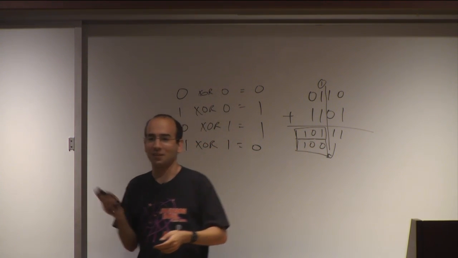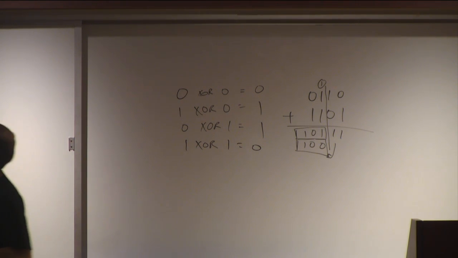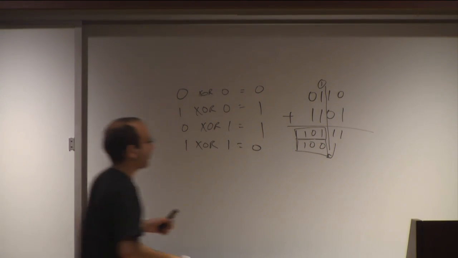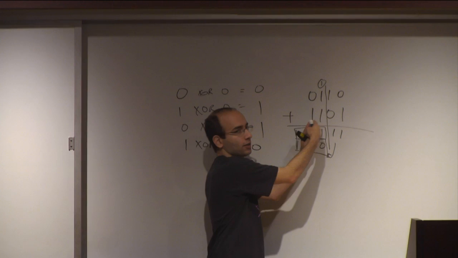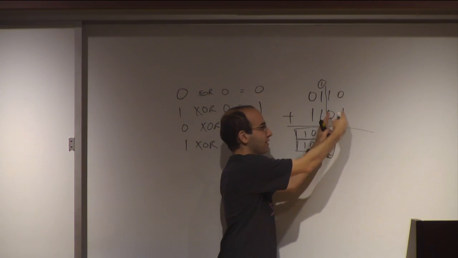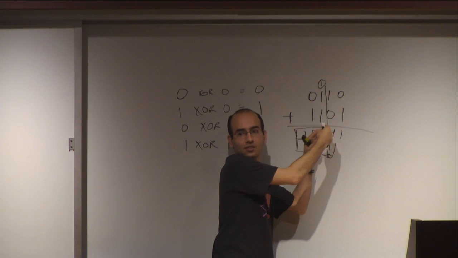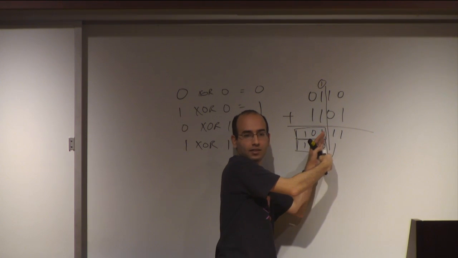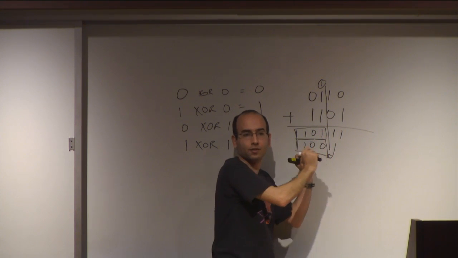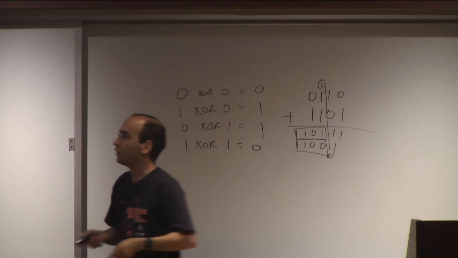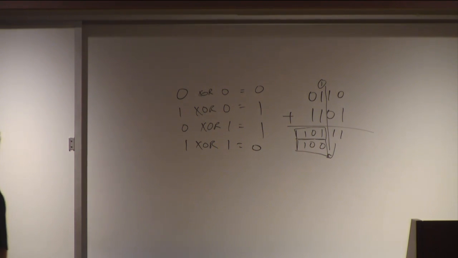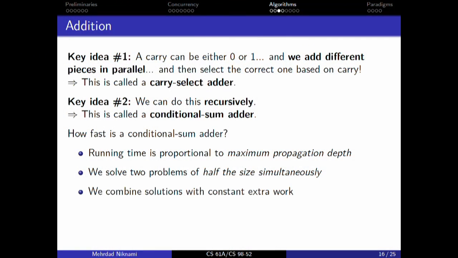And that's the other thing I was going to say here. The idea is, now if I need to add, like if I said I split this up into 2 pieces, now to add this side, I could do the same exact procedure again. I could split that up into 2 pieces, figure out the left part of that independently for both cases, and then select the correct one. If you do this, what you get is called a conditional sum adder. And it turns out the running time, it's theta of log n.